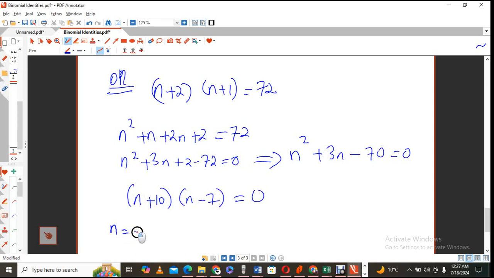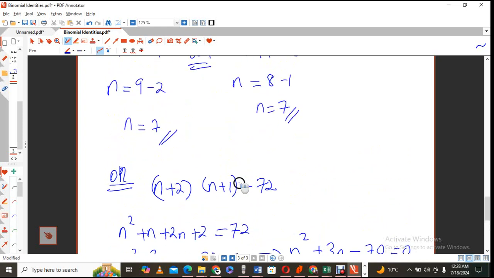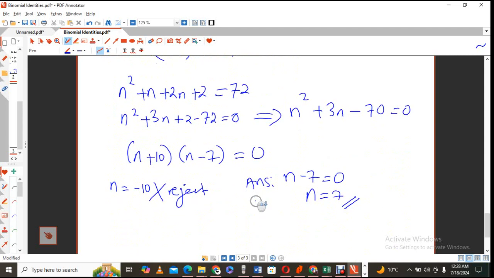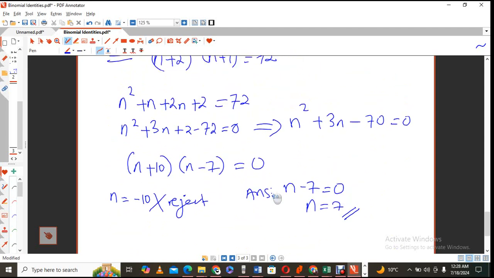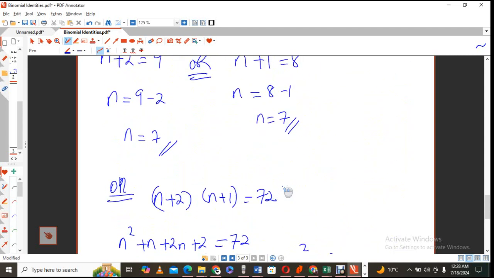One answer will be n equals negative 10, so this one we're going to reject. The answer that we're going to look at will be the second part, where n minus 7 is equal to 0 and n equals 7, which is the same answer that we got in our previous part. Okay, so that was a short intro with just two quick questions.